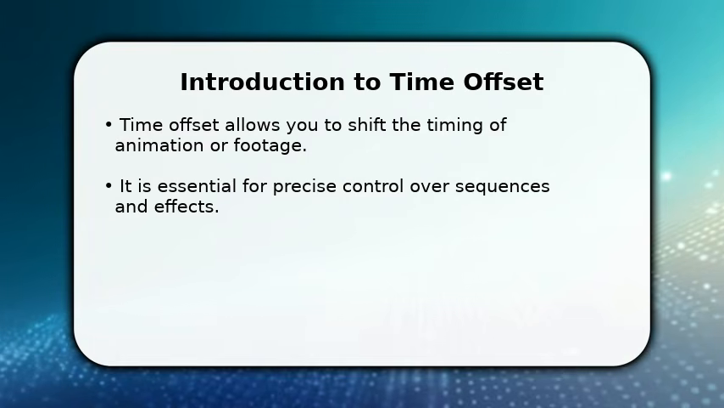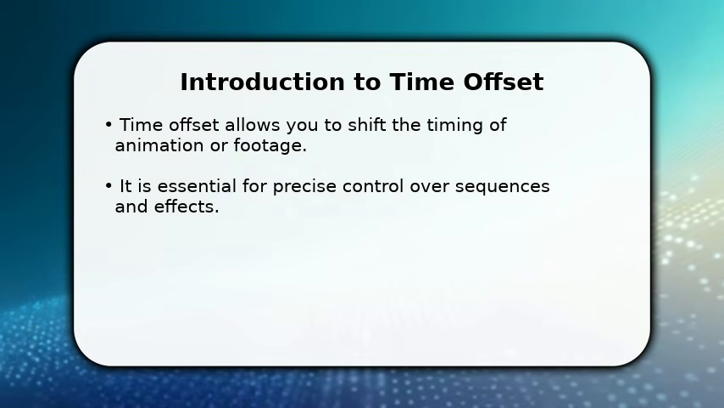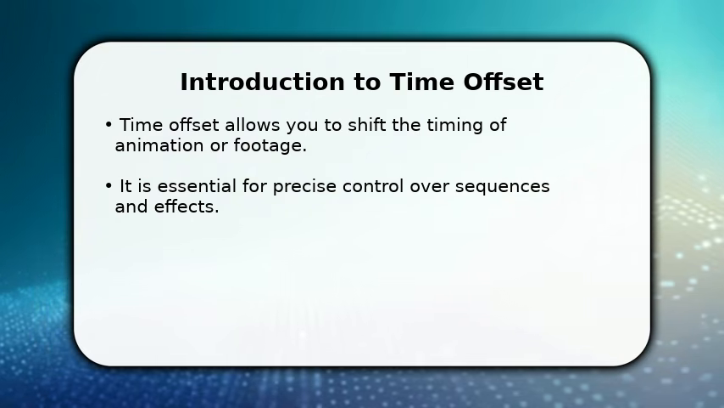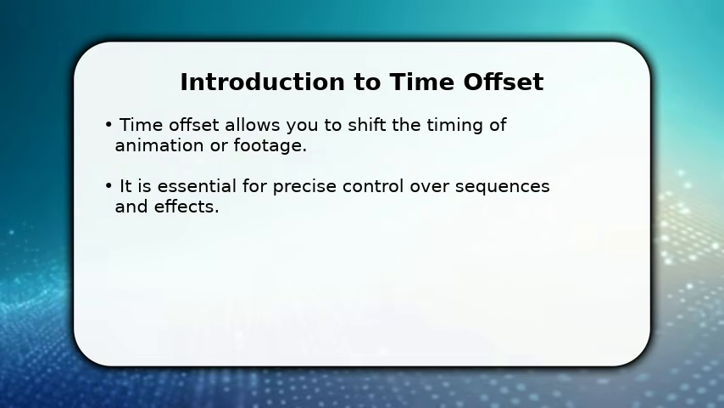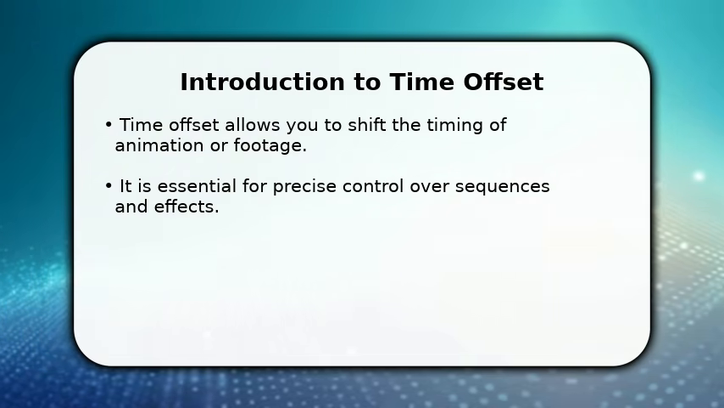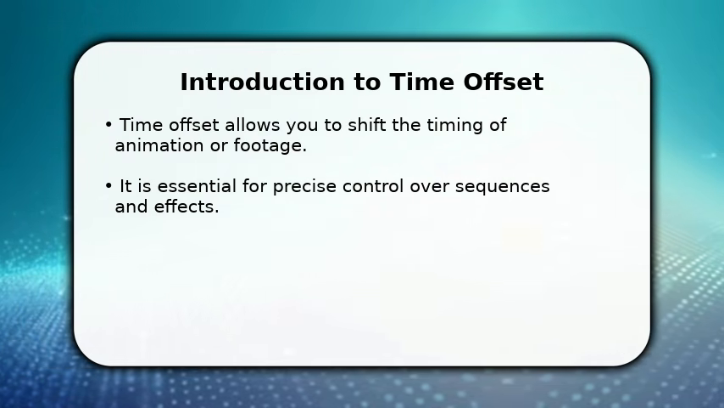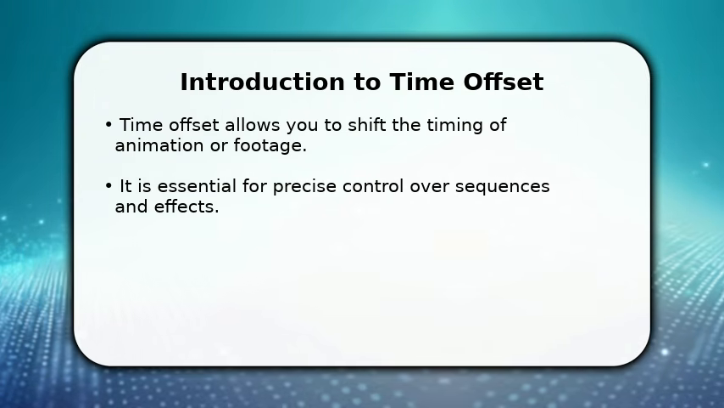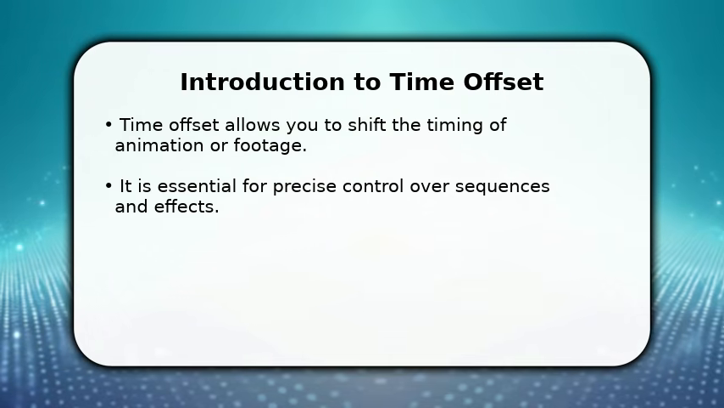In this video, I will explain how to use time offset in Nuke. Time offset is a powerful tool that lets you precisely adjust the timing of your animation or footage. Imagine you have a shot that needs to start a few frames earlier or later. This node makes that process incredibly simple and efficient. It's fundamental for achieving perfect synchronization and creative timing in your compositions, giving you complete control over your visual storytelling.